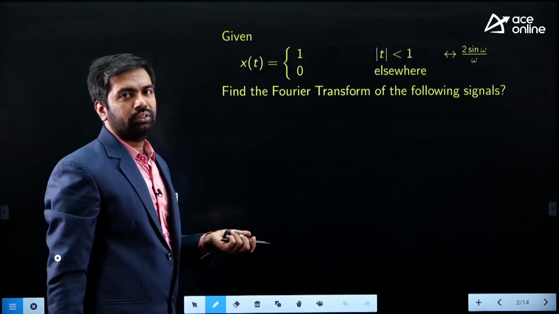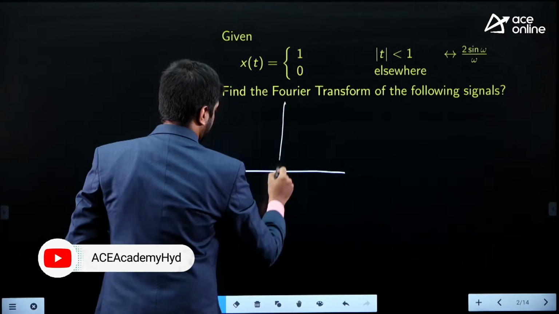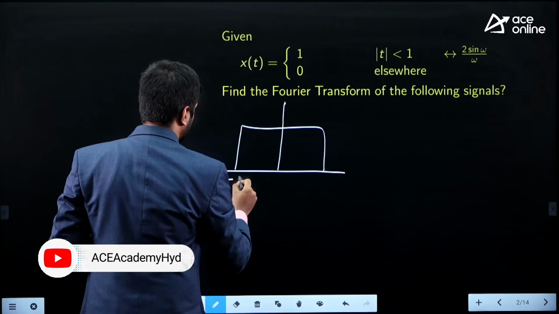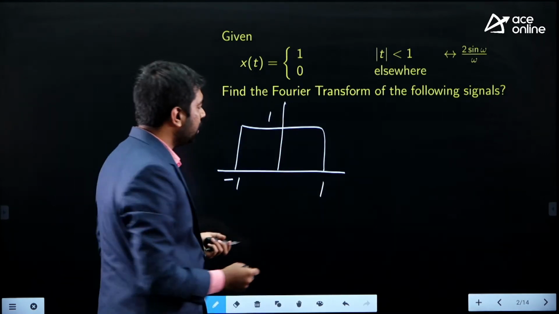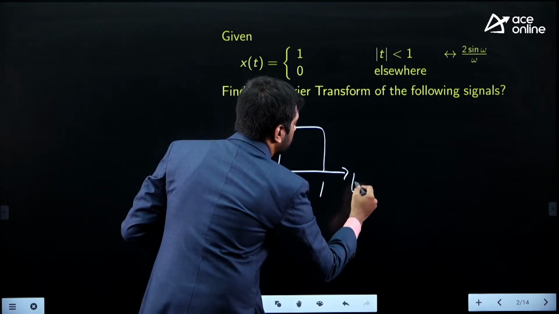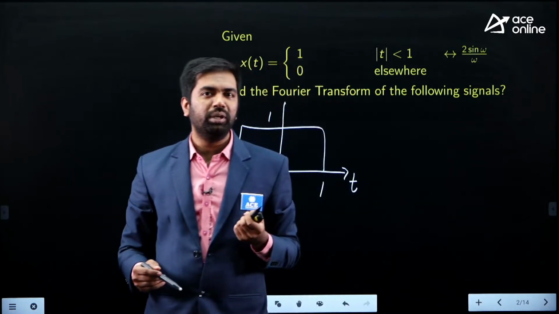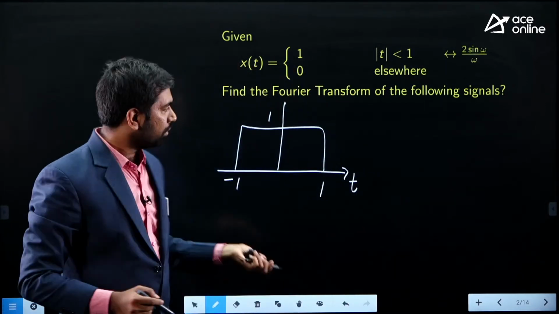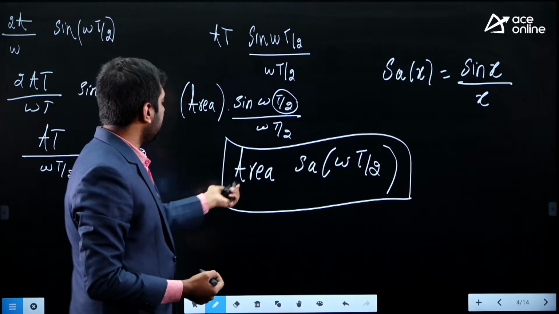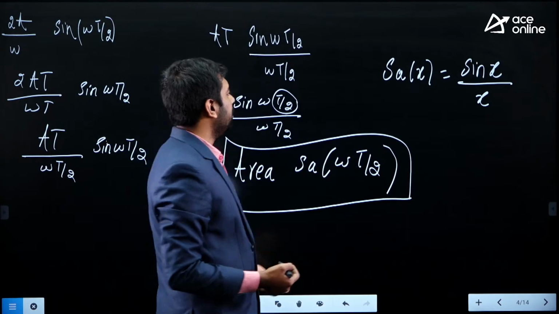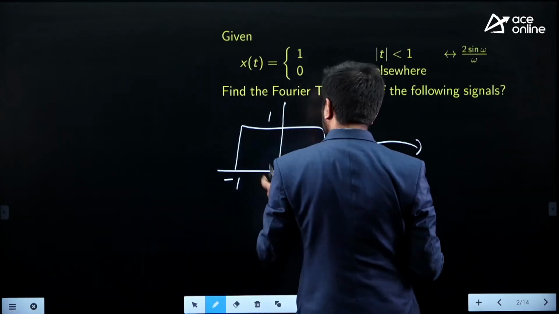Now what is given to us? They have given something like this: a rectangular pulse from -1 to 1 with amplitude 1. This is what is given to us in the time domain. They have also provided its Fourier transform as 2 sine omega by omega. Let's use this logic and verify whether that is correct or not. It's the area of the rectangular pulse into sa omega t by 2. So its Fourier transform is the area of this.